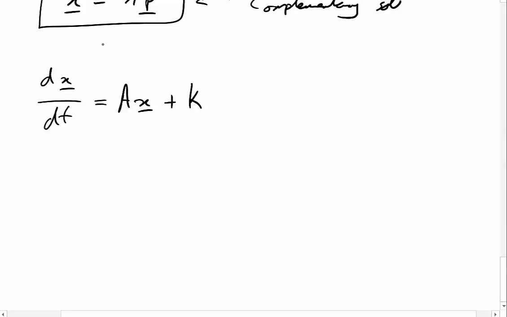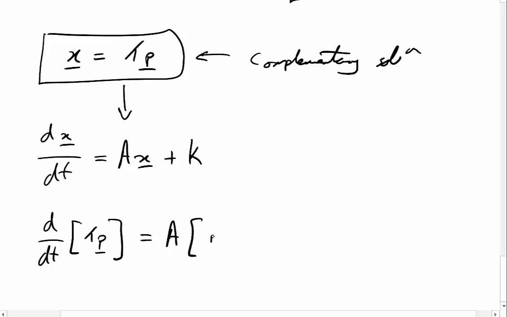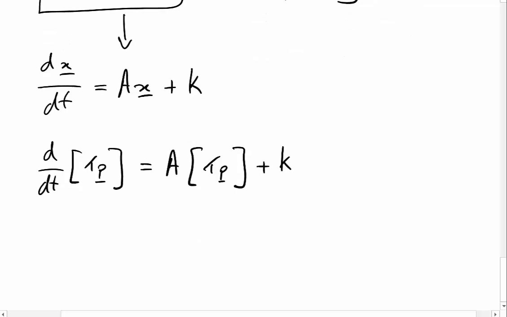Okay, so I want to plug this x equals Tp back into here. The first thing I want to do is differentiate this thing. So d by dt, whenever I see an x, I just replace it with Tp. So T dp/dt equals A Tp plus K. All right, so let's look at this now.